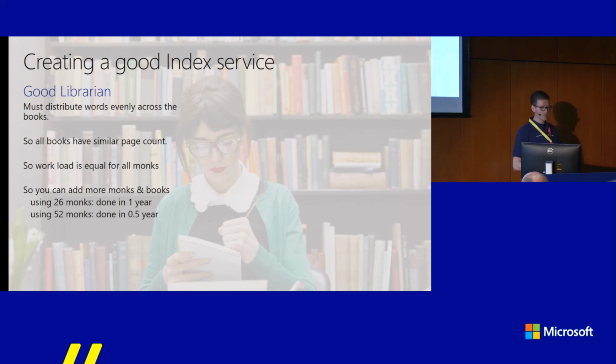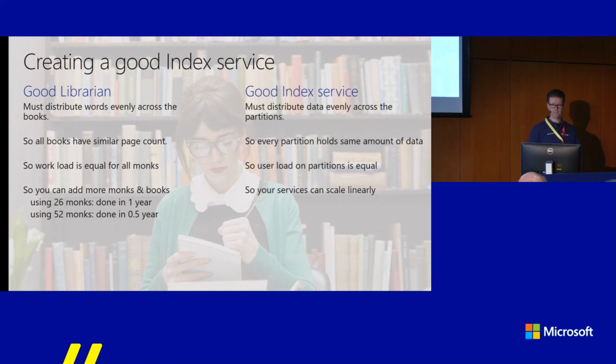So, for instance, if you now use 26 monks, you will be done in 1 year. And if you use 52 monks, you will be done in half a year. So using this strategy, you will be able to scale your services linearly. Translated to Service Fabric terminology again, you must distribute your data evenly across the partitions so that every partition is roughly the same size, so that every partition gets roughly the same workload. And again, your services can scale linearly. Adding more workers will increase your velocity of processing.